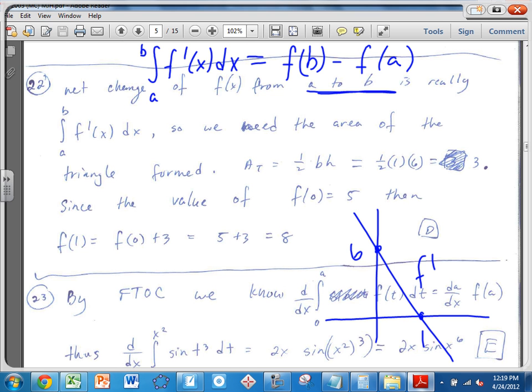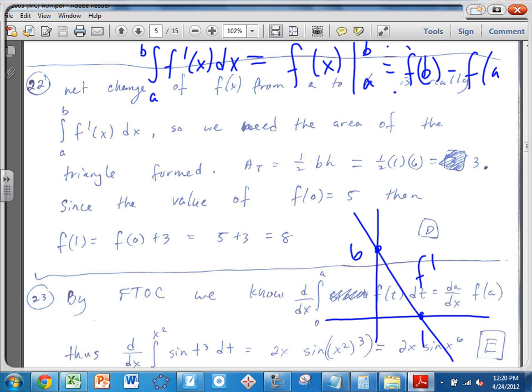And then wouldn't we put our limits at the end? Let me show the work, because I'm going right step to step. Here, the integral of f prime is really f of x. That's what the integral of a derivative is, from b to a, which really tells me to plug in b, and then subtract what you get when you plug in a. So this is really f of b minus f of a.